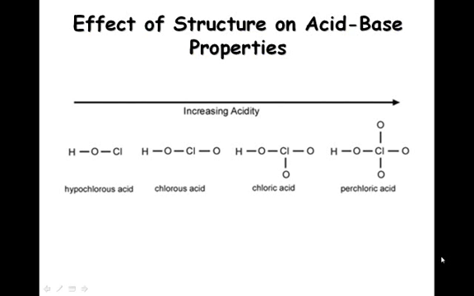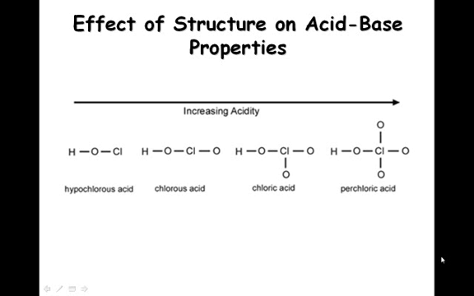Now, one last little comment on acid-base properties, and that is, as you increase the number of oxygens on the polyatomic ion portion of the acid, you actually increase the acidity of that acid. And so we took here on the screen the acids containing chlorine and oxygen, and note the arrow at the top, they're increasing acidity. So as you add more oxygens, the acid solution becomes increasingly more acidic.